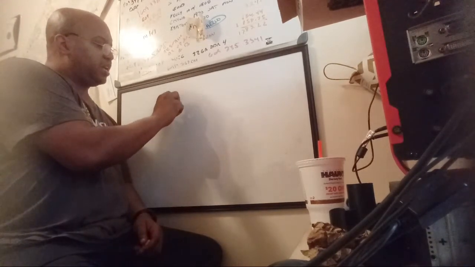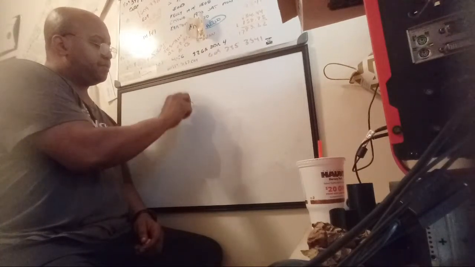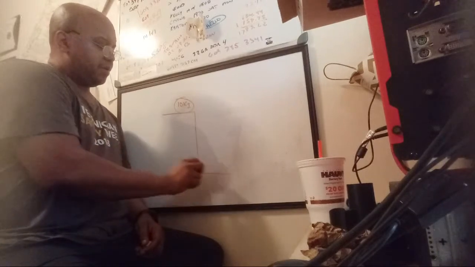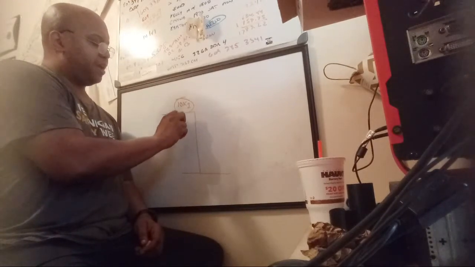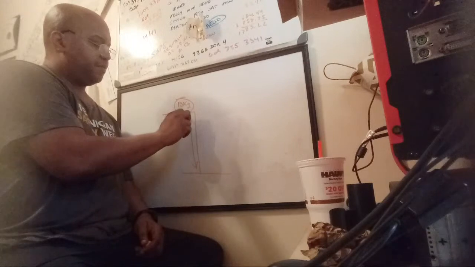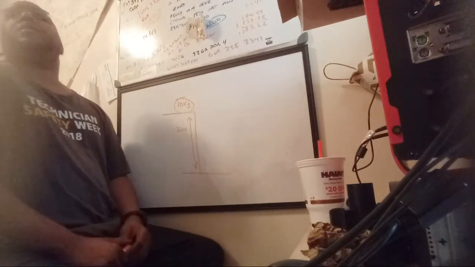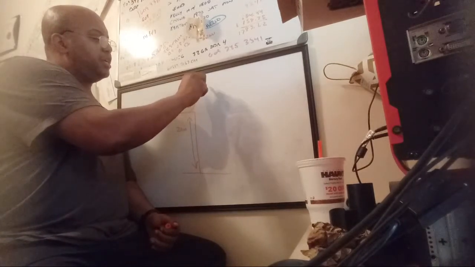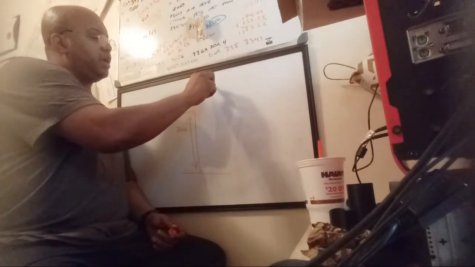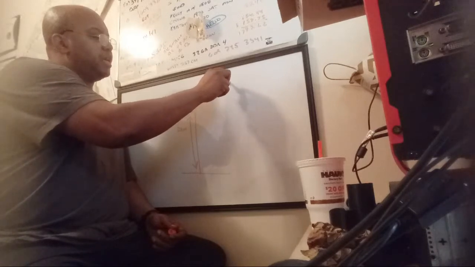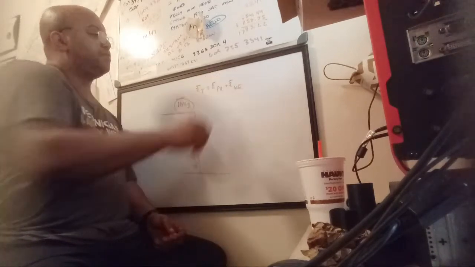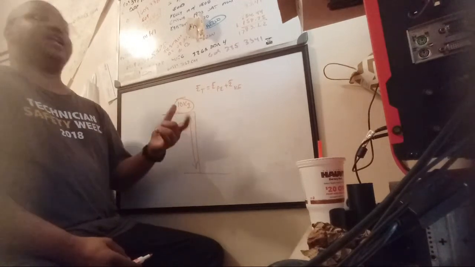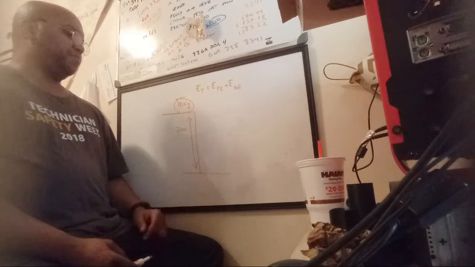We have a 10 kilogram object, and let's say it's on a cliff, and this cliff is 20 meters high. I'm going to put E_T for total energy is equal to E potential energy plus E kinetic energy. First off, let's just calculate the total amount of joules in this system.